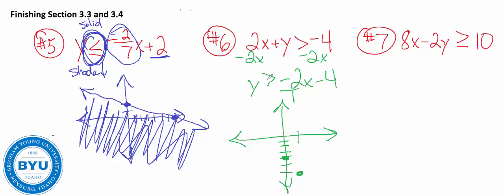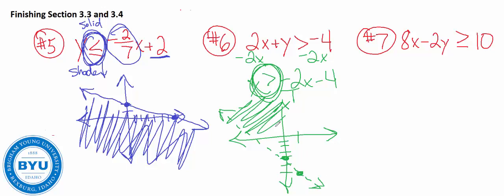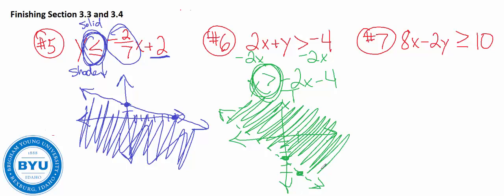Am I going to use a solid or a dotted line? Oh, I hope you said dotted, because it's not equal to. Over here, we had an equal to bar, and so we did solid. But here, this is dotted. And because it's greater than, we shade above the line, up here. That's the answer to number 6.